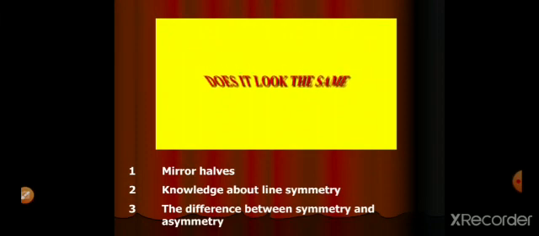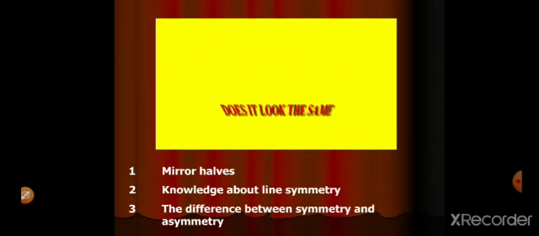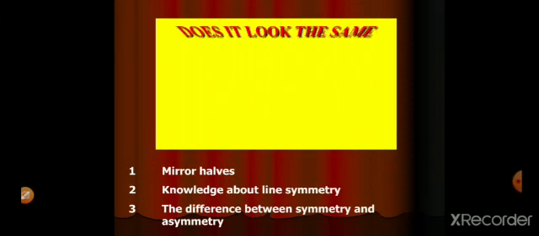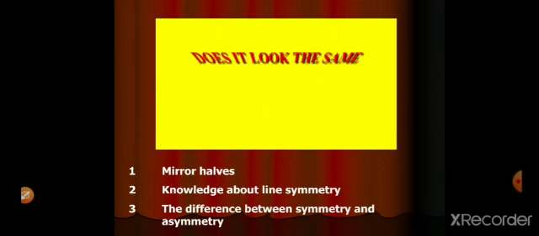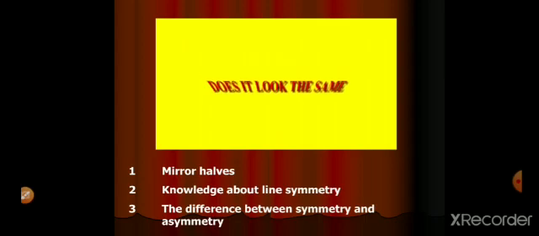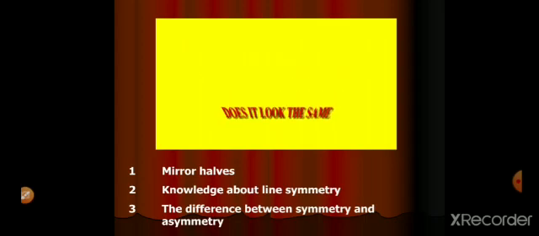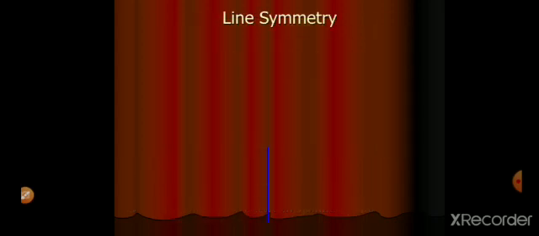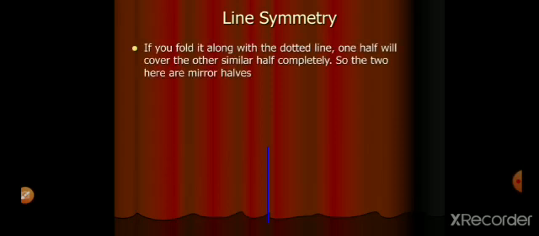In this chapter we will learn about mirror halves and line symmetry. Third, the difference between symmetry and asymmetry. Now let us see line symmetry. What is line symmetry?